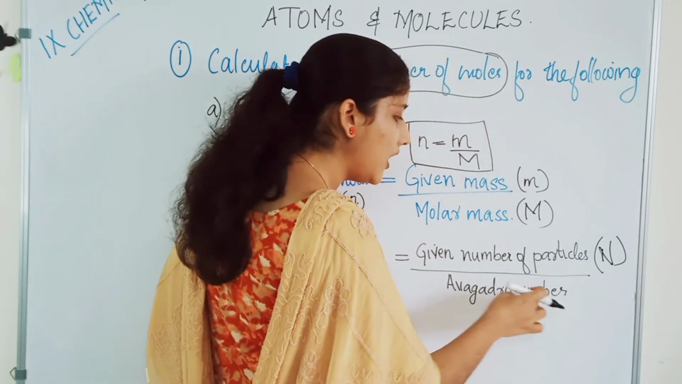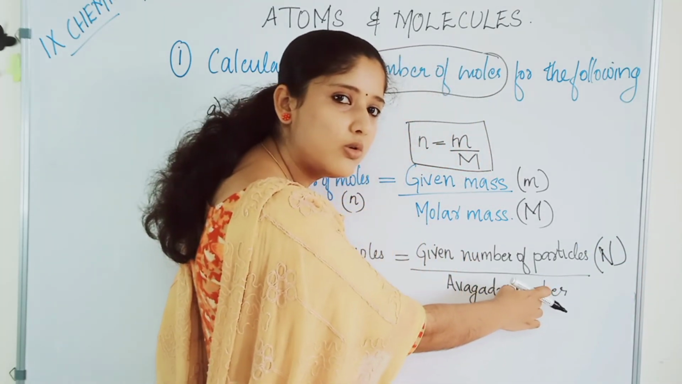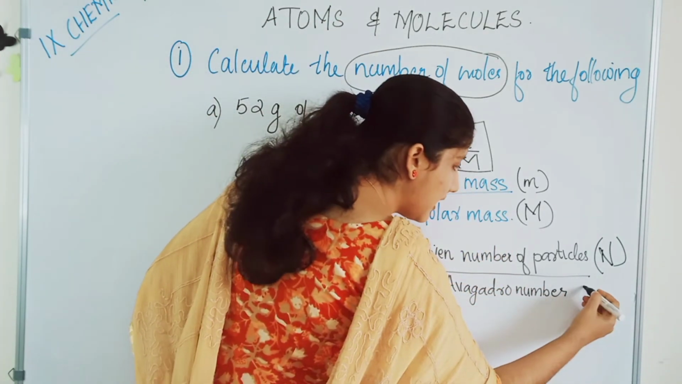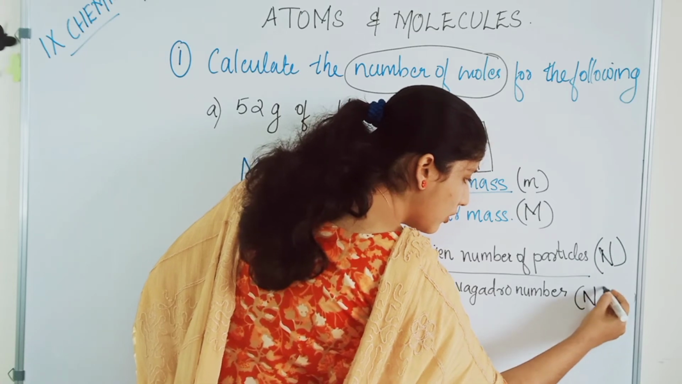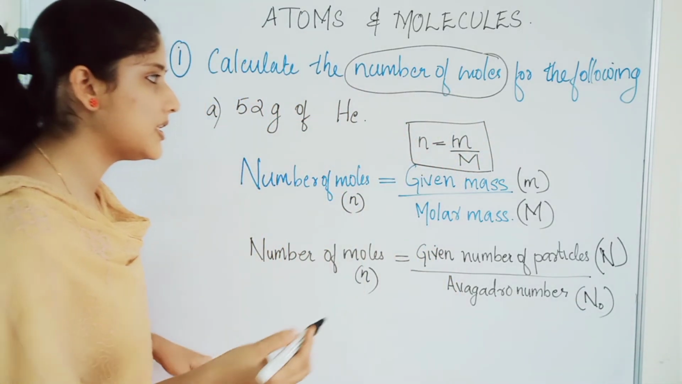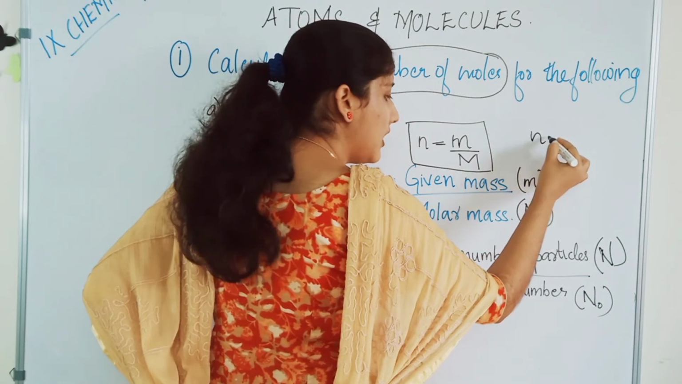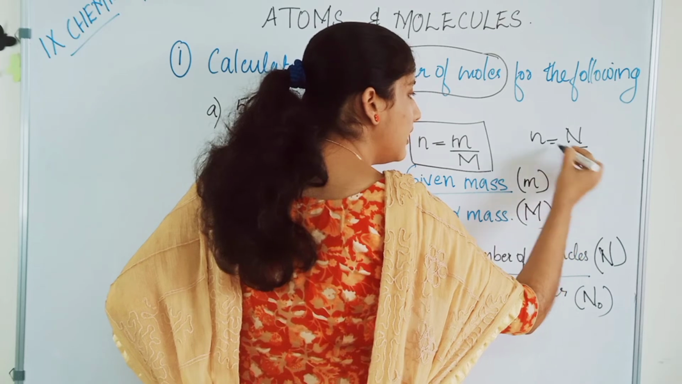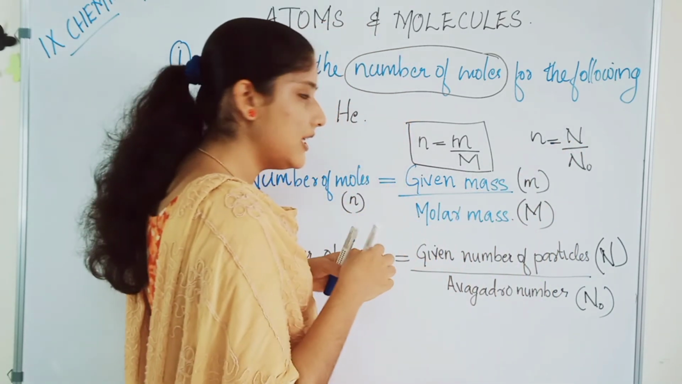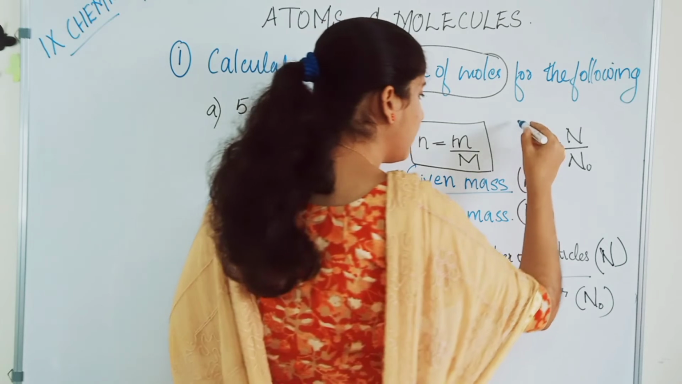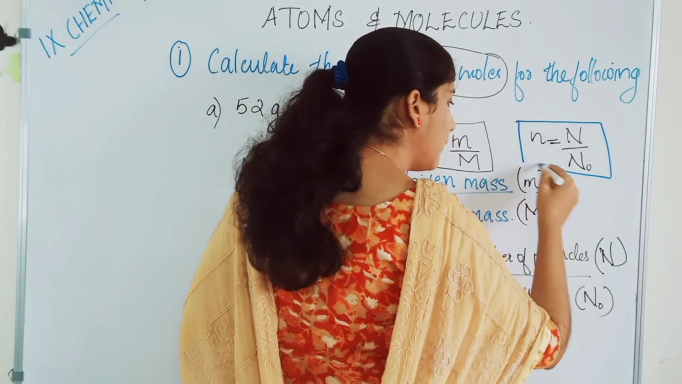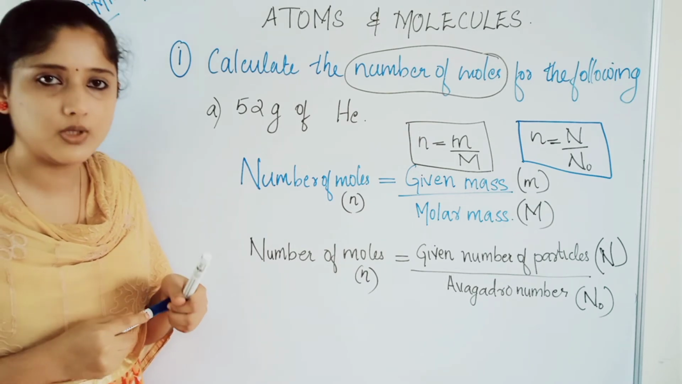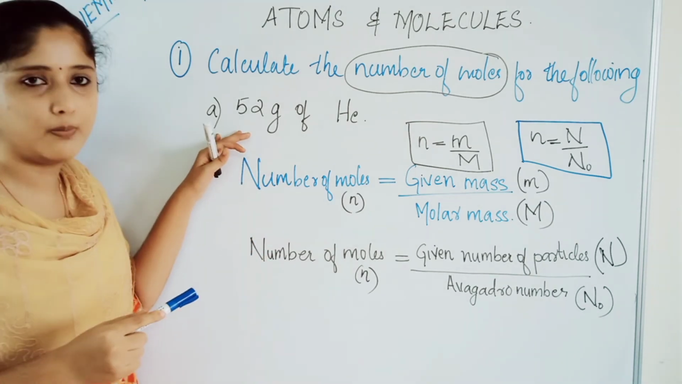And Avogadro number, what is the value? 6.022 into 10 raised to 23. That we will represent as N0. So what will be the equation? It is small letter n is equal to capital letter N divided by N0. Clear? This equation is also important. Only if you know both equations, you can find the number of moles in a given question. Now let's do this problem.